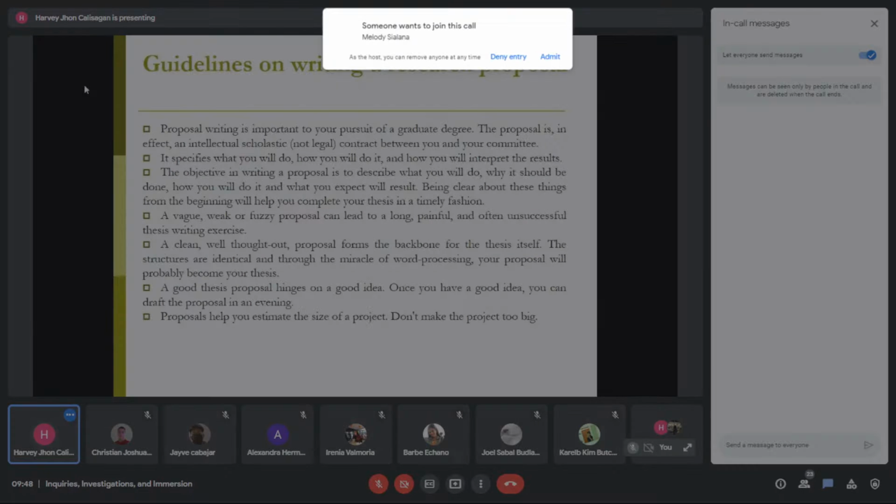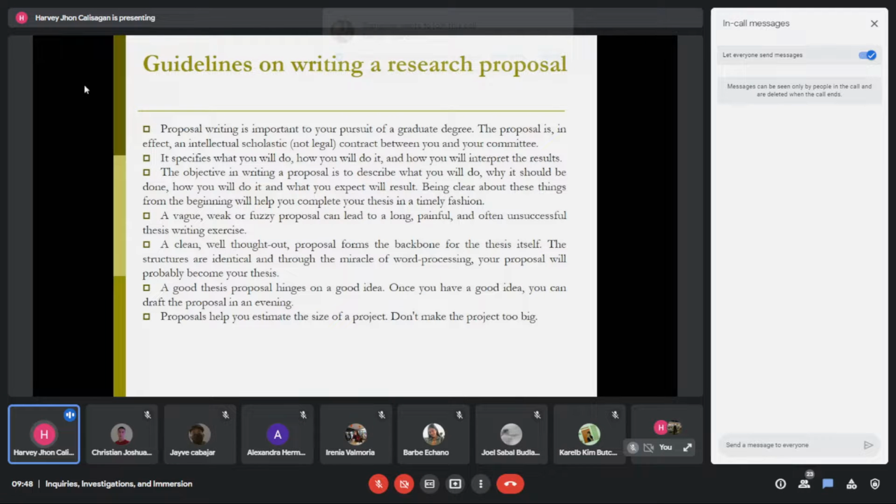A vague, weak, or fuzzy proposal can lead to a long, painful, and often unsuccessful thesis writing exercise. It's very understandable naman siguro sa siya possible na statement. So, again, it depends on the group. If your group is wala, di ba?